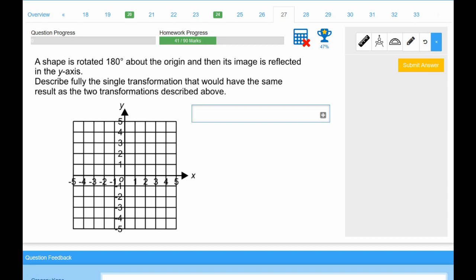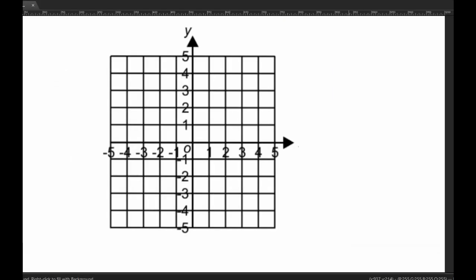MathsWatch is a bit clumsy doing this, so I'm going to do this in a different bit of software. I'm going to make a diagram. Let's do, say, something like this. So I've got a shape there. I'm going to first of all rotate that about the origin. Now I can use tracing paper if I want to, but I can work out, I think, that that is rotated around the origin. And I hope that you can see that that is rotated around the origin.